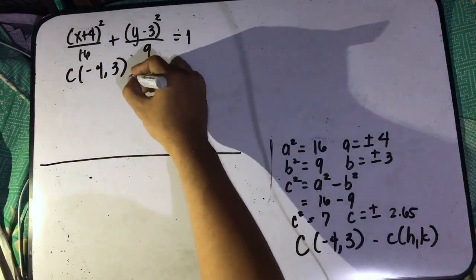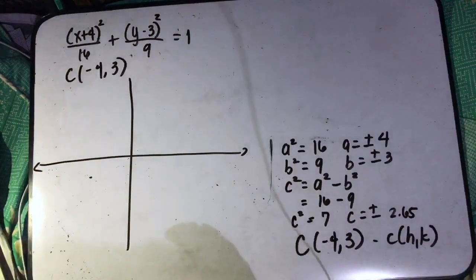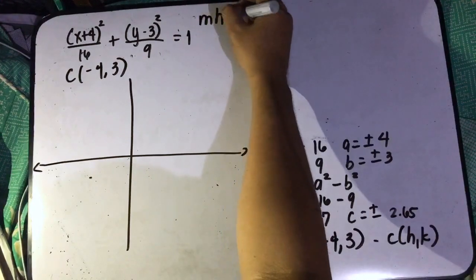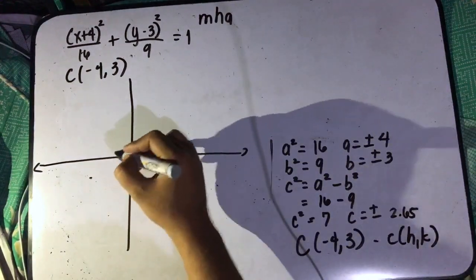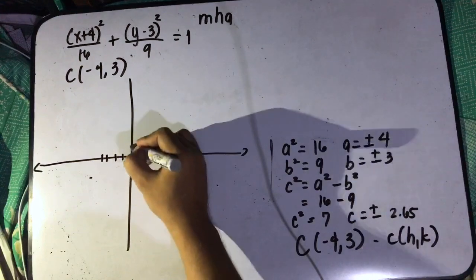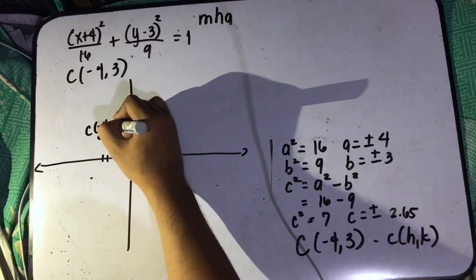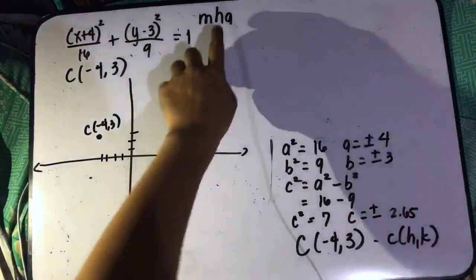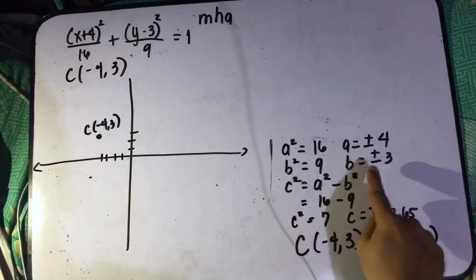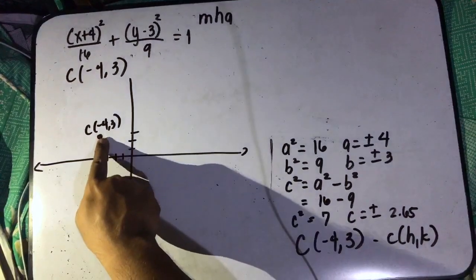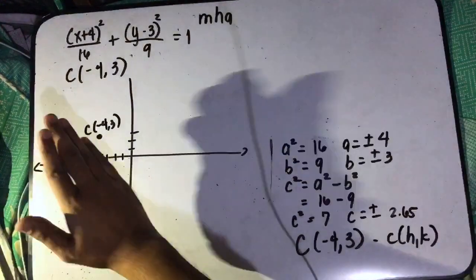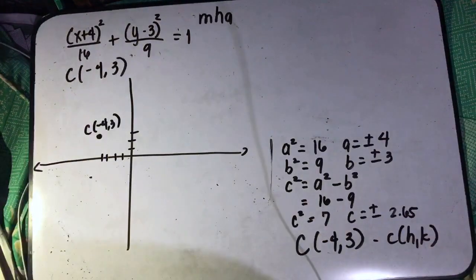So, i-draw natin. This is major horizontal axis. Okay, negative 4 and 3. 1, 2, 3, 4. 1, 2, 3. So, this is the center located at negative 4 and 3. So, anong sinabi sa atin? Major horizontal. So, kung major horizontal, what is the value of A? A is plus minus 4. So, mula dito, pupunta tayo ng kanan ng 4 at mula dito, pupunta tayo ng kaliwa ng 4.